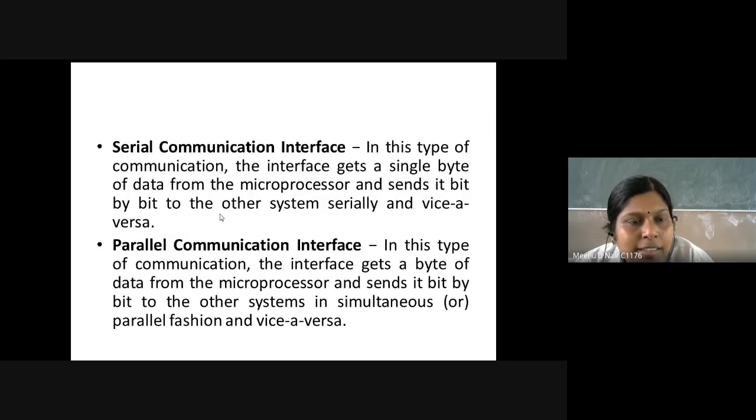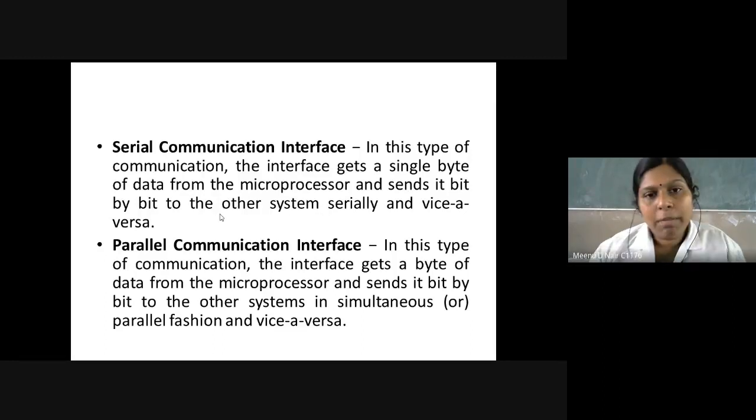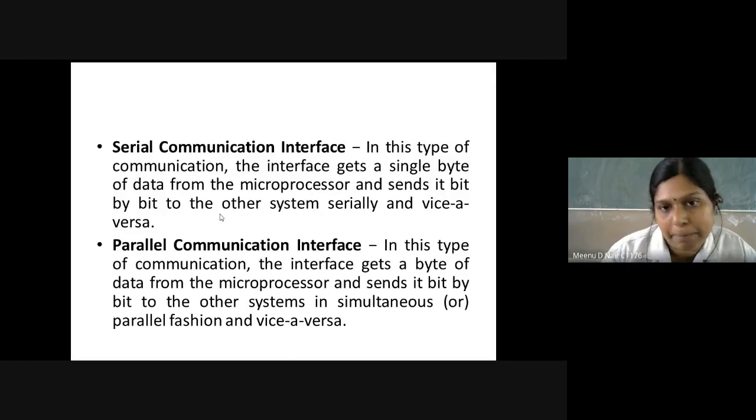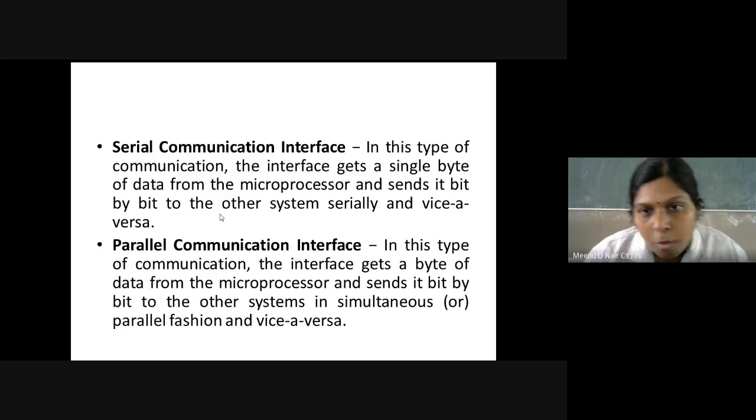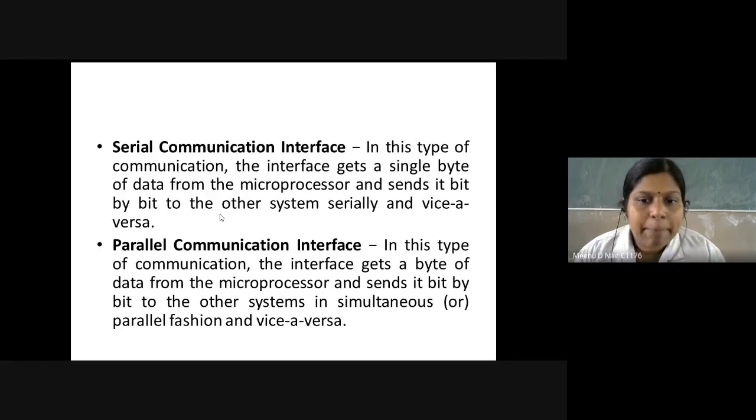Serial communication is sending data bit by bit. For example, you are using a telephone modem, connecting serially, so you are sending one bit at a time. You know the baud rate, that is, how much data you are sending in one second. So that is serial communication. Parallel interface means you can transfer multiple bits of data at a time.